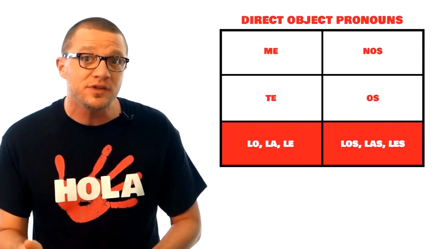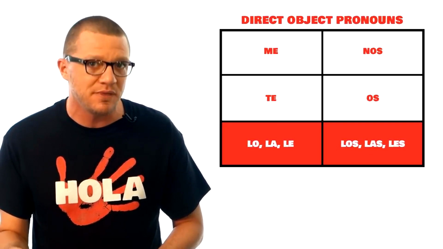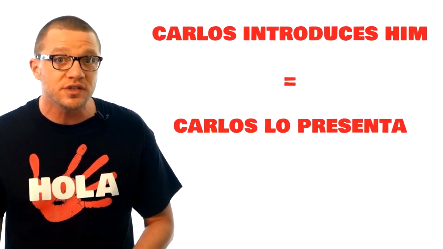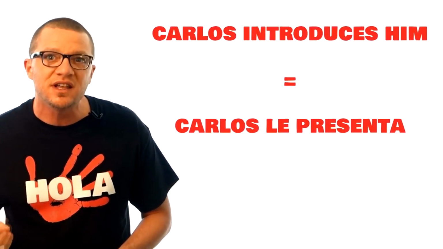In Spain, they usually say le or les for the third person if it's a male and a human being. So in Mexico, what I just taught you holds true. Carlos introduces him would be Carlos lo presenta. But in Spain, it would be Carlos le presenta.